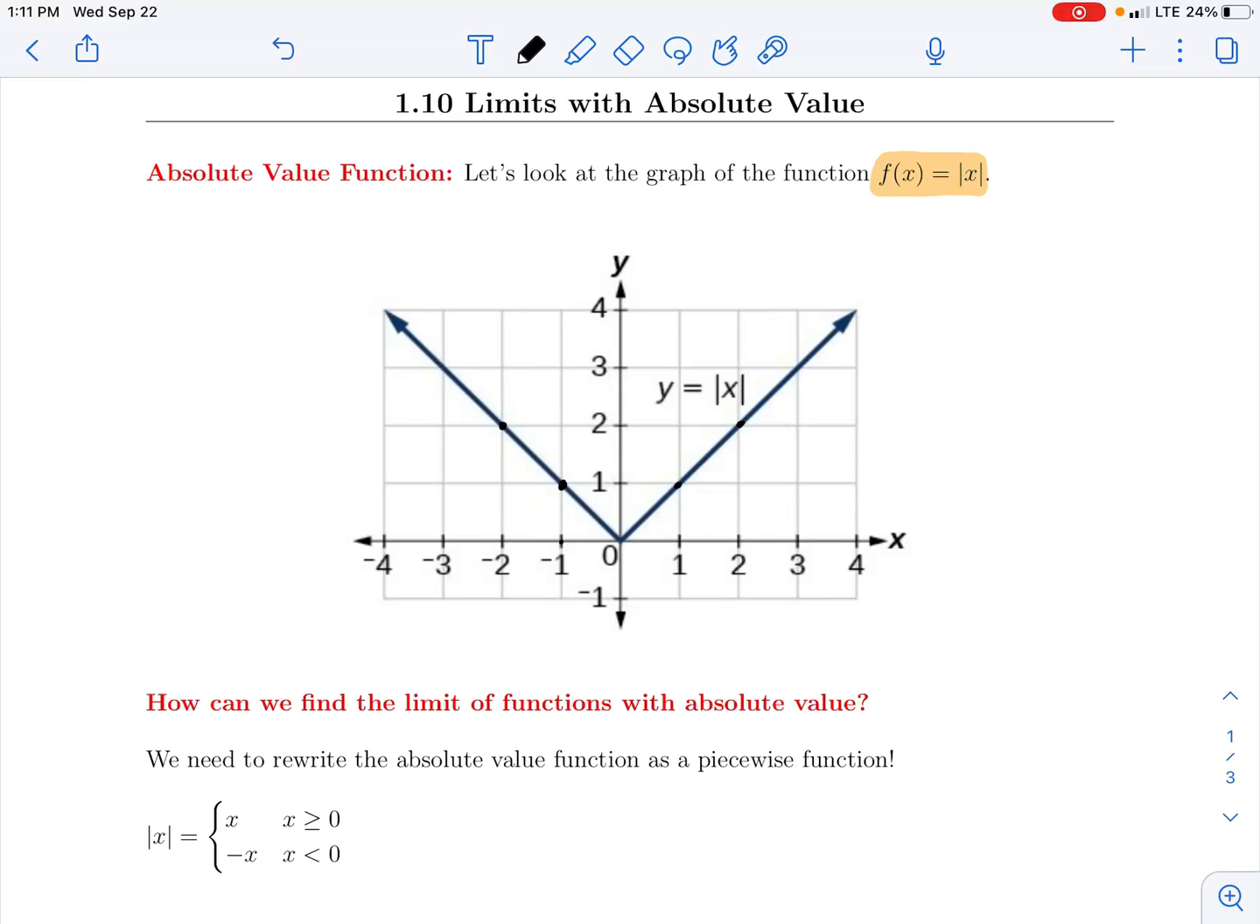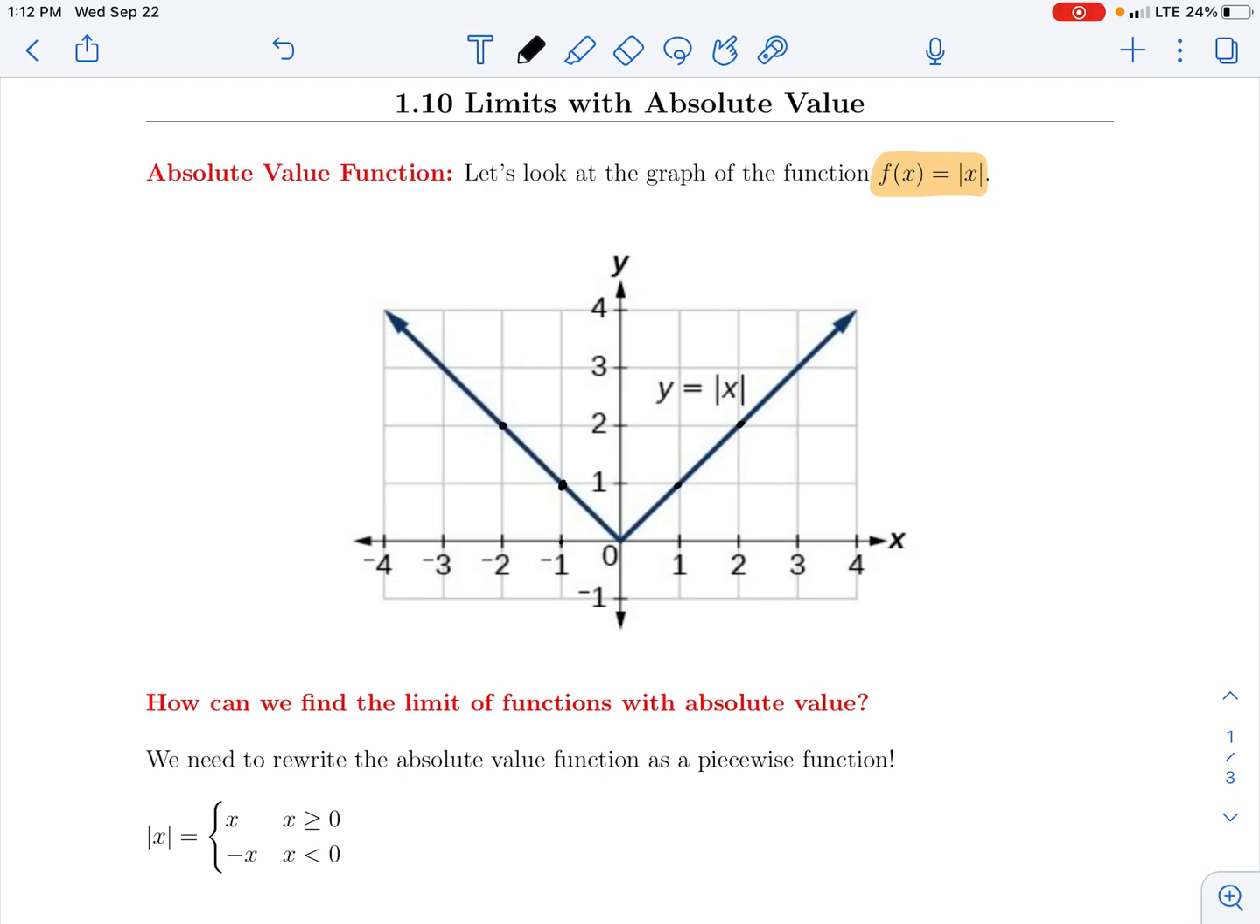Hello everyone. So today we're going to talk about limits with absolute value. But before we get started with talking about limits, let's first just talk about the absolute value function. So the absolute value function looks like what I have highlighted in orange there. It's f of x equals the absolute value of x. And below here, you can see a graph of what the function absolute value of x looks like.